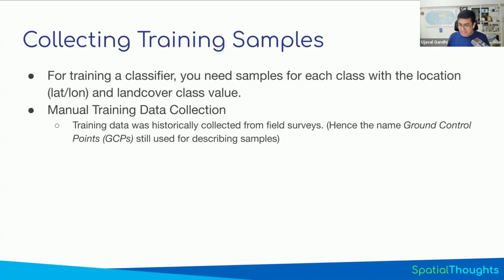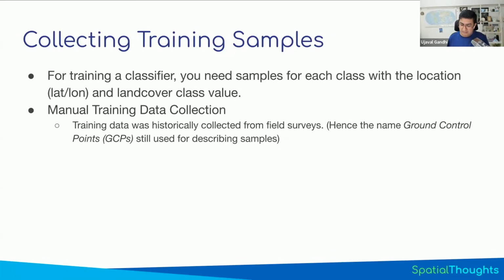Historically, people used to go to the field, and with a GPS receiver, you'd go and stand in some farm or on a building, and you'd note down the lat long and that this is the land cover. The reason people used to go to the field is because our imagery was low resolution. You couldn't really see from the image what that particular pixel was. So you couldn't just look at the image and label the data.